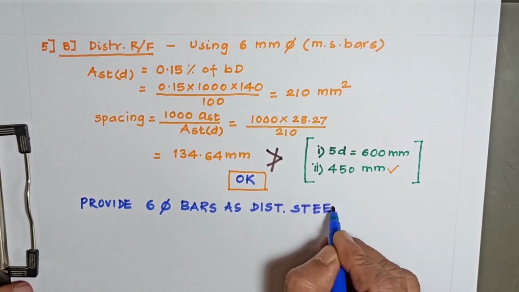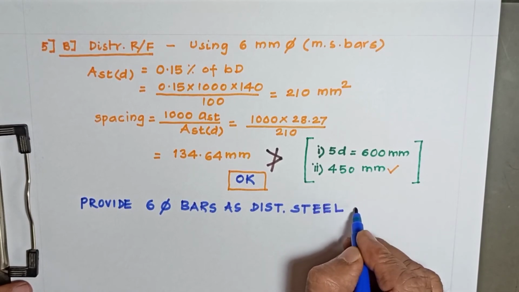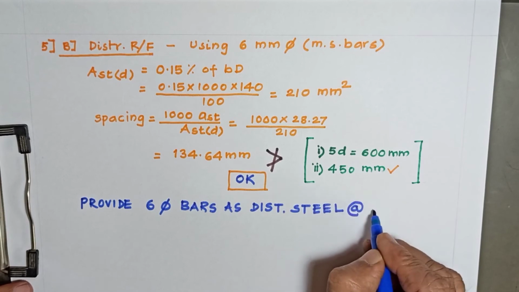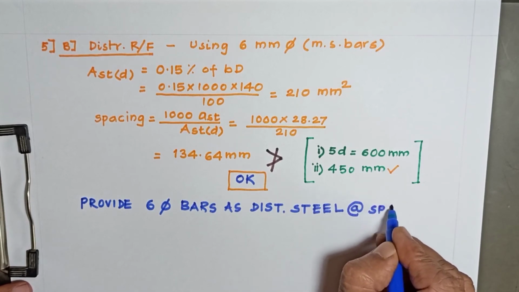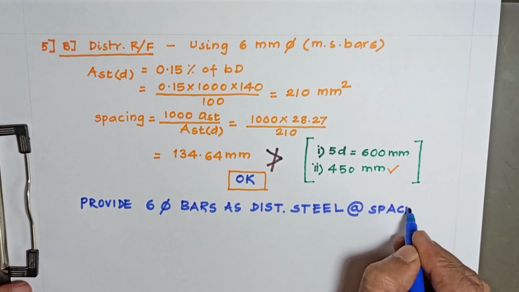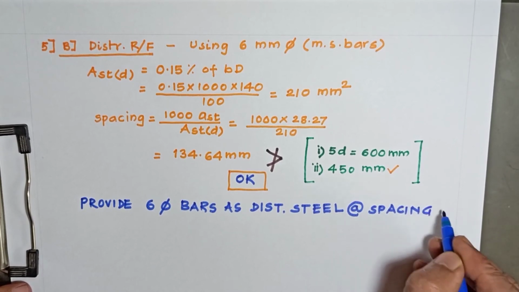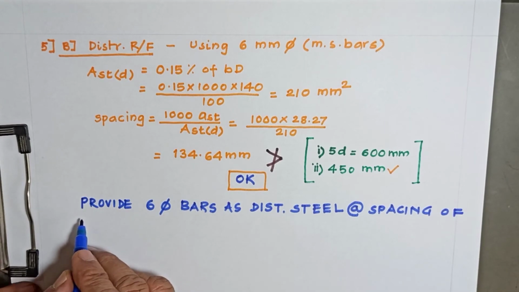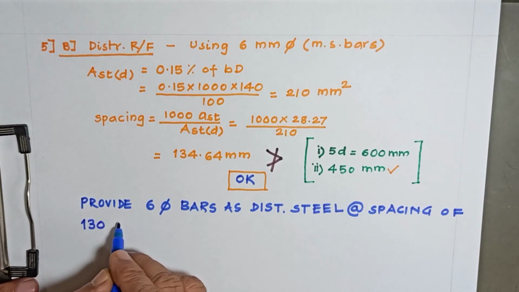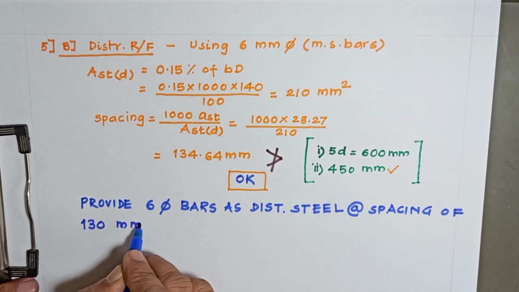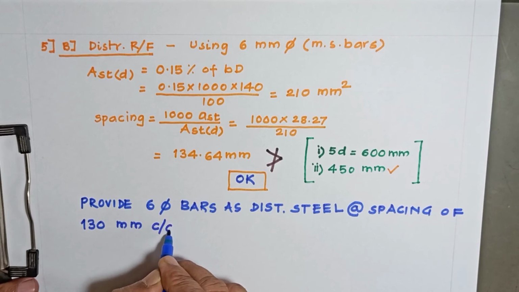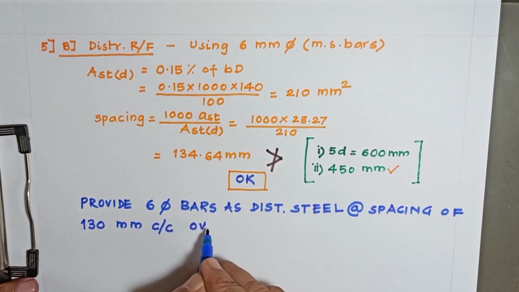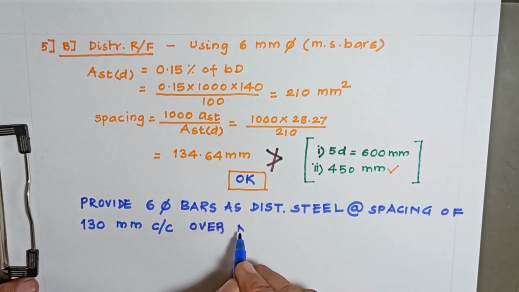Steel at a spacing of 130 mm center to center over main bars. This is important.